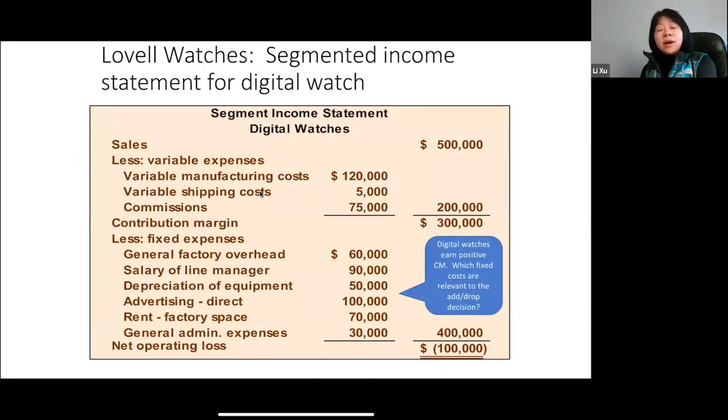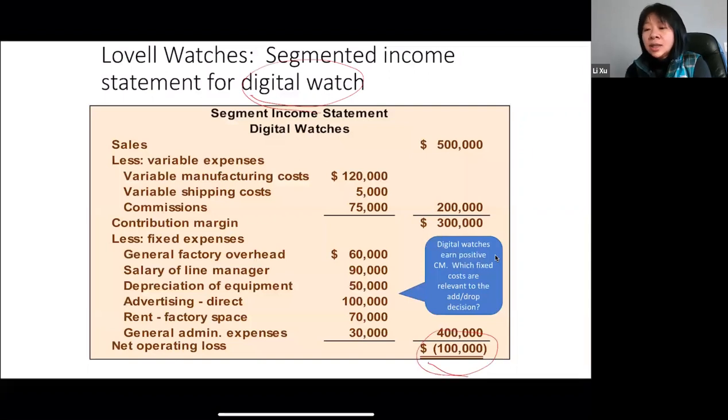So next, I will show you another example. It's also kind of a fun example. This is about whether you are going to drop a product line. Okay. So here, the product in question is a digital watch. Why the company is thinking about dropping this product is based on their income statement. Look at their income statement. That's what they have now. Okay. Unfortunately, now they have a loss.